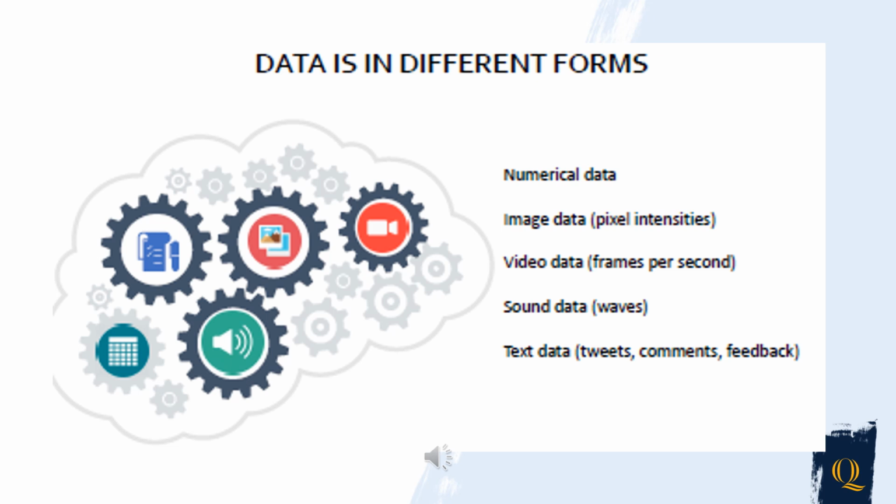Data comes in various forms, each serving different purposes in machine learning and AI systems. These forms of data help machines learn and make predictions in diverse applications. In the next few slides, we'll look at different types of data: numerical, image data, video, sound, and text data.